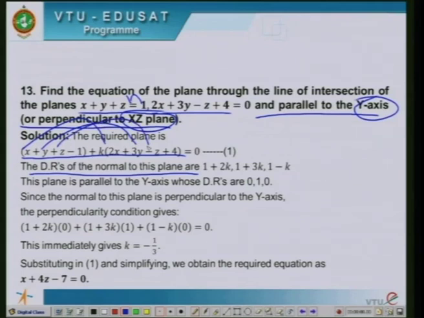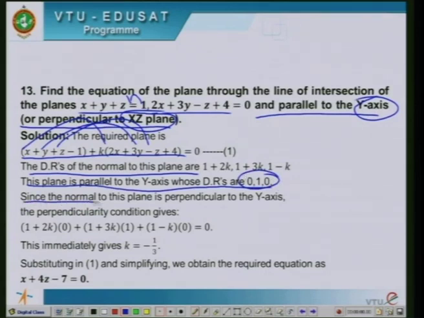Now, this plane is parallel to the y axis, and when you have studied direction cosines and ratios, you have studied that the direction ratios of x axis are 1, 0, 0, for y axis are 0, 1, 0, and the direction ratios of the z axis are 0, 0, 1. So, because this problem concerns the y axis, the ratios are 0, 1, and 0.